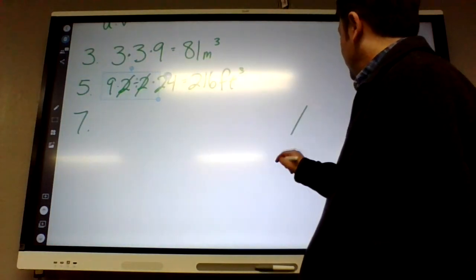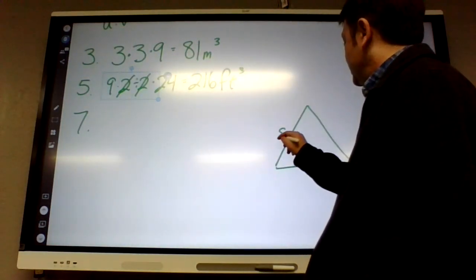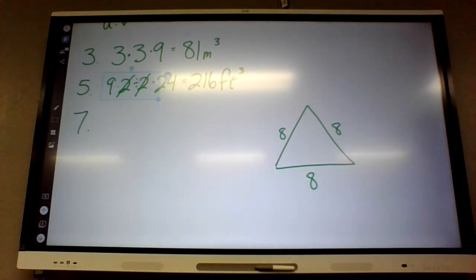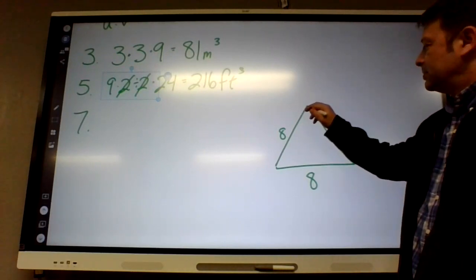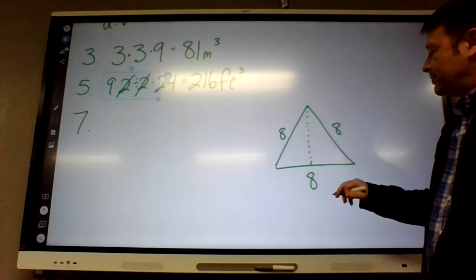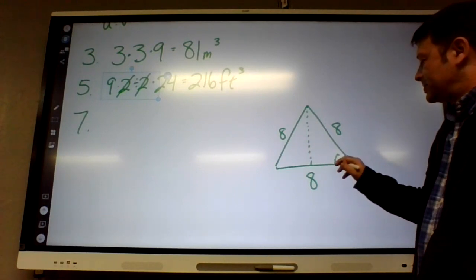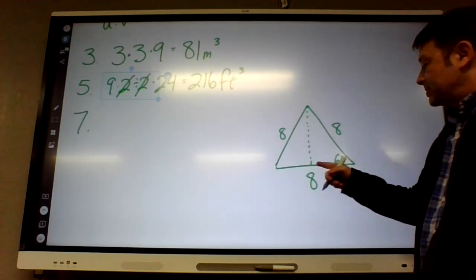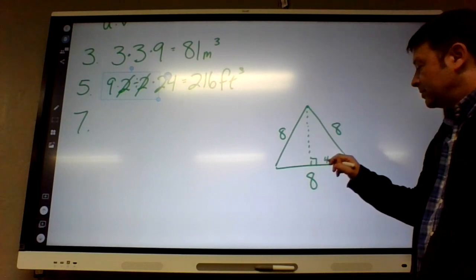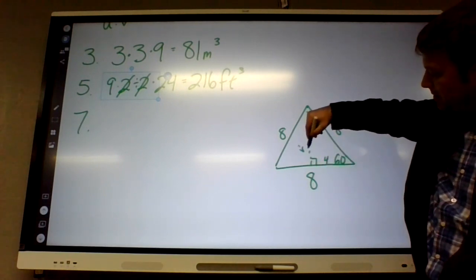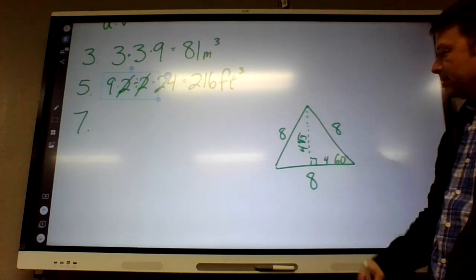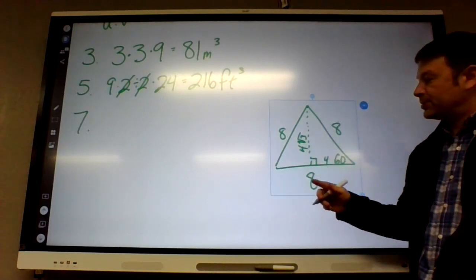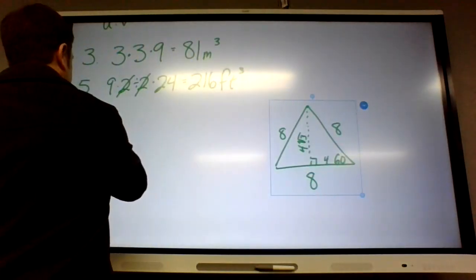Okay, this one we've got to think about a little bit. What are we missing to find the base area on number 7? Height of the base. Okay. Now, there's kind of a trick. Remember this is a 60-degree angle? Yep. So if this is 8, what's this right here? 4, and this one was 4 square root of 3. So when we go to find the area of the triangle, it's 1/2 base times height. So it's 1/2 times 8 times 4 square root of 3.